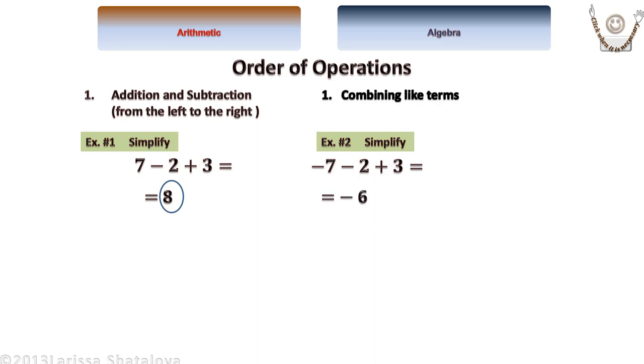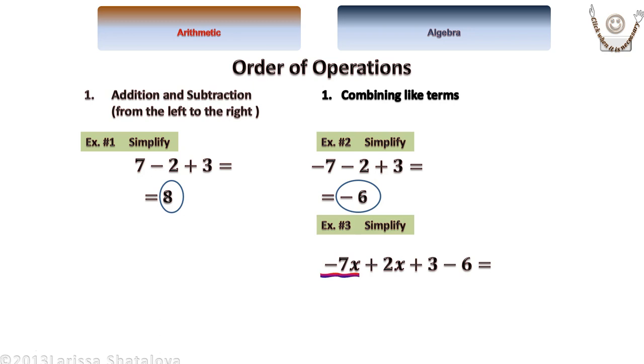Now next example, example number 3. We have negative 7x and positive 2x and positive 3 and negative 6. We can combine like terms, but first let's identify them. So first, negative 7x. Do we have a term with x? Yes, we do. And 2x.